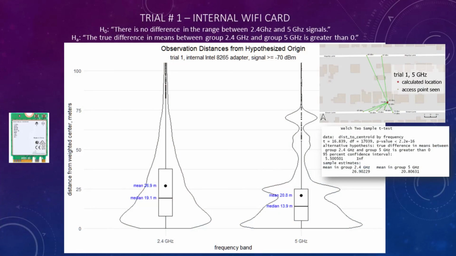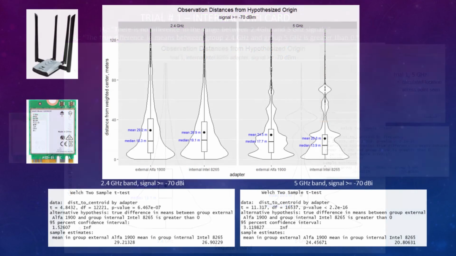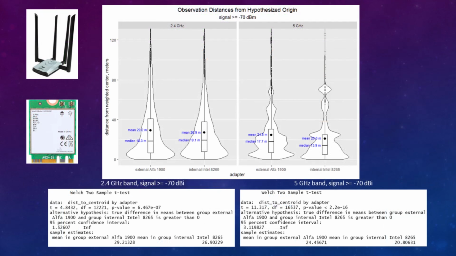So what are the takeaways here? By looking at these graphs and using the t-test, we conclude that the 2.4 gigahertz band is superior for longer range and penetration of solid objects. We also see that, in some scenarios, the external alpha 1900 adapter is superior to the laptop's internal adapter. In the next video, I'm going to show the practical application of my work.